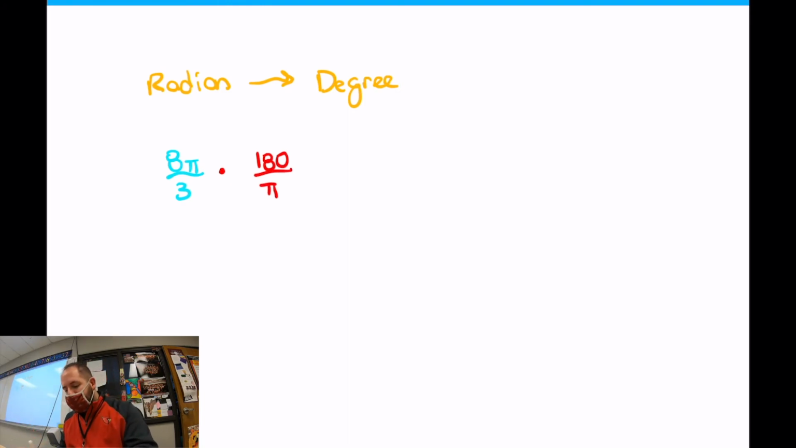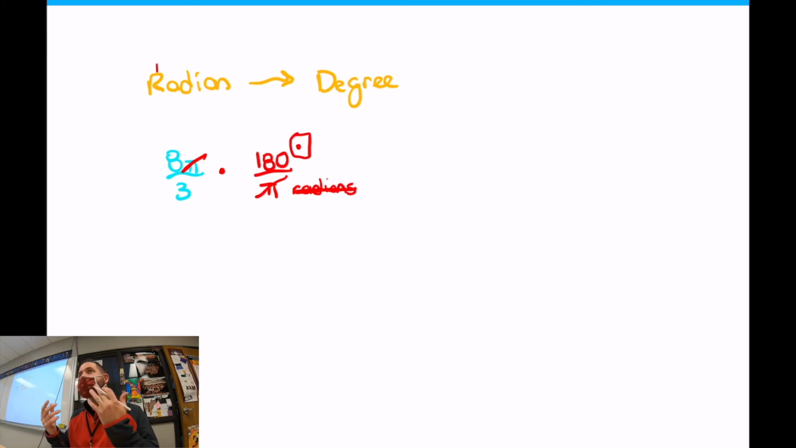Because here's what I want. I want the degrees on the top and I want the radians on the bottom. So like when you do labeling in chemistry, these cancel out, the radians are gone, and I'm left with just the degree symbol. Does that make sense in terms of labeling?